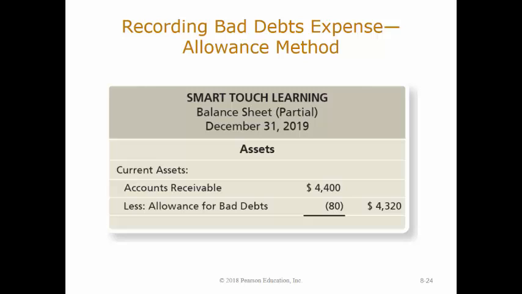The balance sheet now reports the amount of accounts receivable that Smart Touch Learning expects to collect, $4,320. The contra account allowance for bad debts is subtracted from accounts receivable, showing that although $4,400 is owed to Smart Touch Learning, the company estimates that $80 of accounts receivable will be uncollectible.